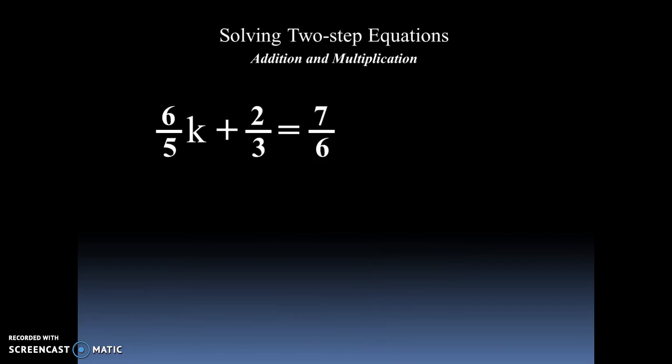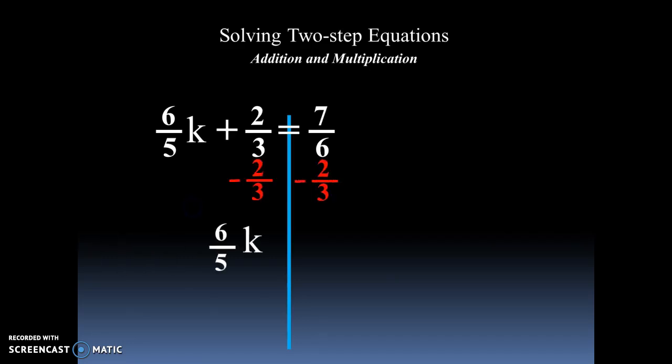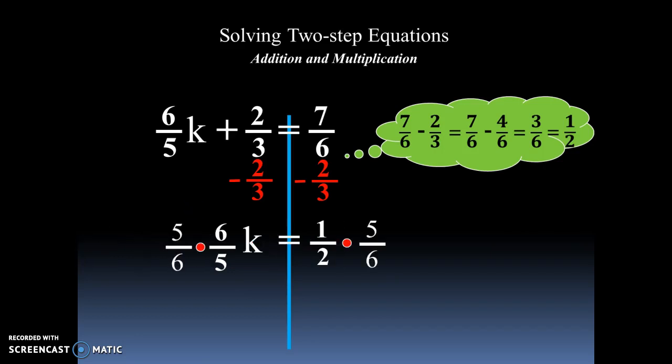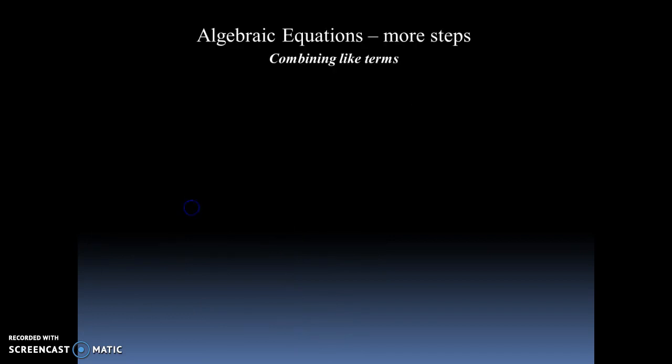6/5 k plus 2/3 equals 7/6. Okay, lots of fractions here. Now don't panic, but you got to remember how to add and subtract fractions. I'm going to subtract 2/3 from both sides because I want the 6/5 k by itself. On the right hand side though, you're going to have to do 7/6 minus 2/3. So let's remember how we do that. You have to get a common denominator. 2/3 becomes 4/6, and 7/6 minus 4/6 equals 3/6, which becomes a half. To get the k by itself, we multiply both sides by the reciprocal of the coefficient of the variable. Chop, chop, chop. Those guys disappear. On the other side, we're going to have 5 over 12. Nothing reduces there.